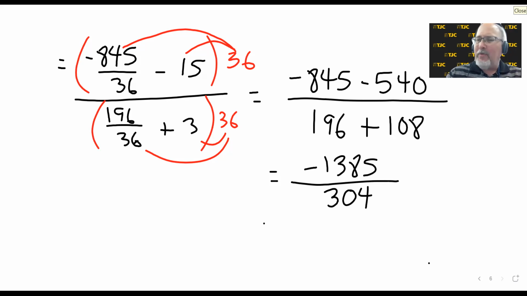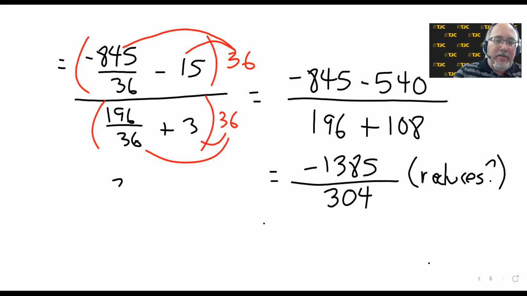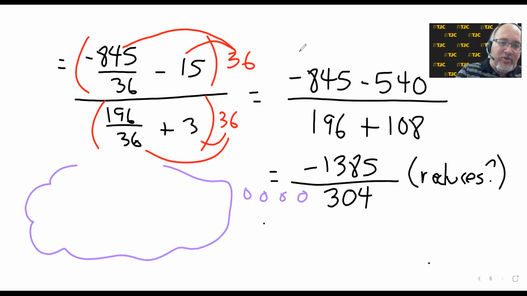And now there's the issue of whether or not this reduces. Well, I know I can't reduce it by 2 because the top isn't even. In fact, I can't reduce the top by any even number, because if I could, then the top would be even. So I can only reduce it by an odd number. But what can 304 reduce to? I'm going to do a thought cloud here, because when you're reducing fractions, you usually pick on the smaller number to look for options. Let's see how 304 breaks down.